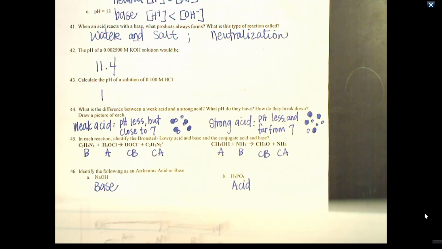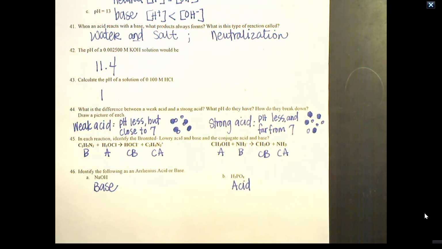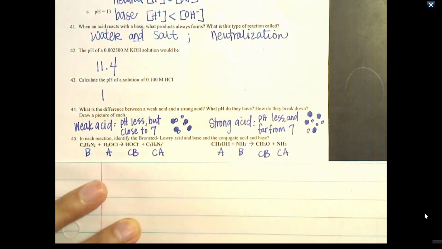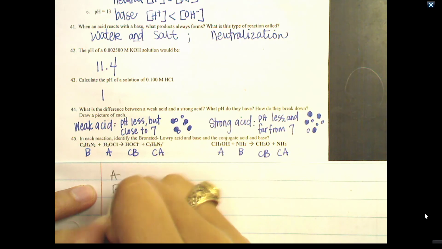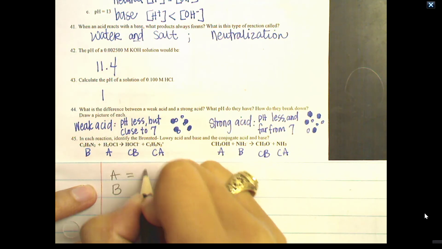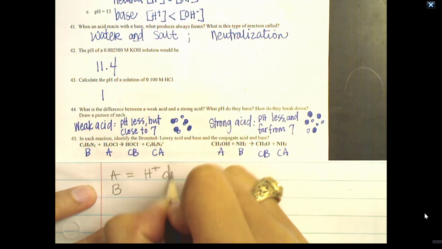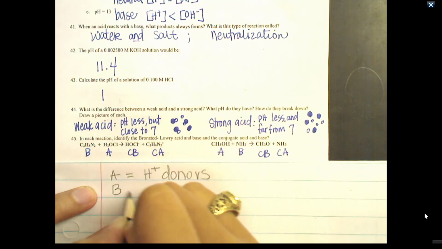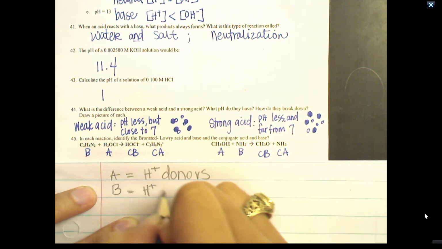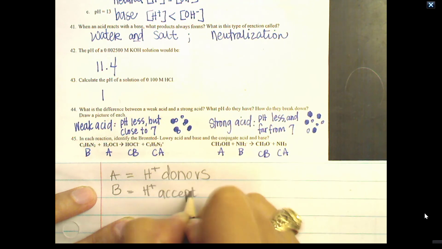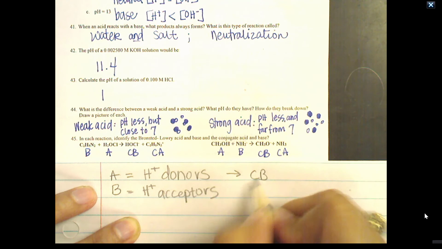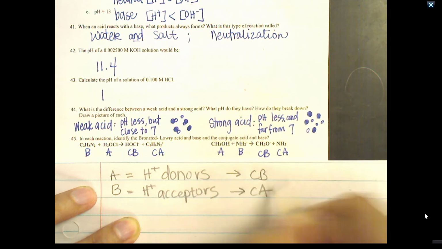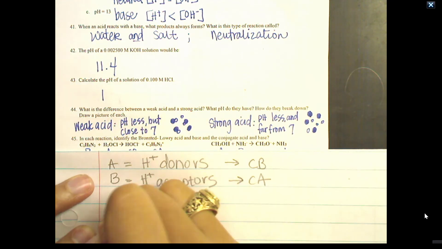Okay, number 45. It says identify the Bronsted-Lowry acid and the Bronsted-Lowry base. So remember, acids are proton donors. Bases are proton acceptors. And an acid is going to turn into the conjugate base, and a base is going to turn into its conjugate acid.